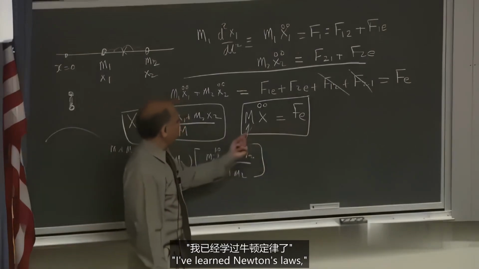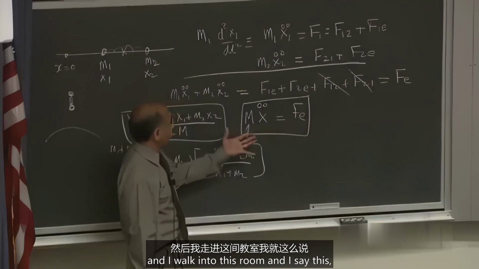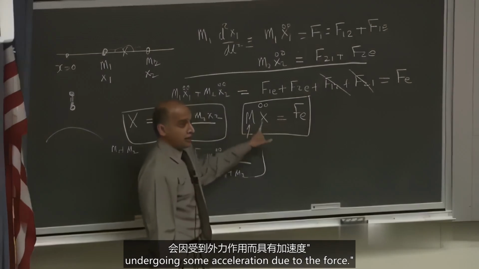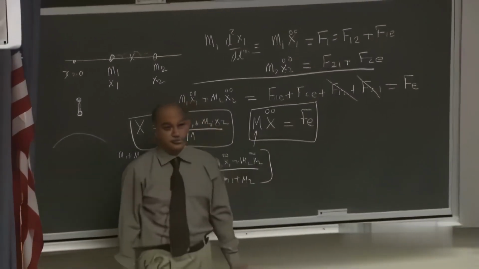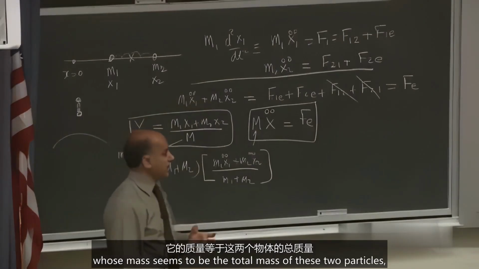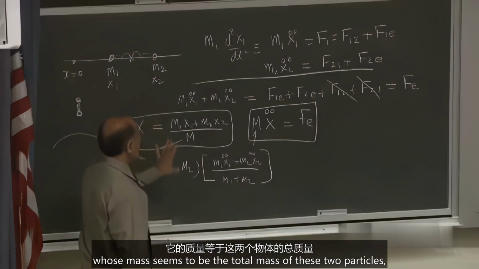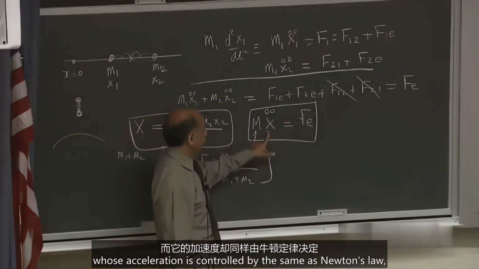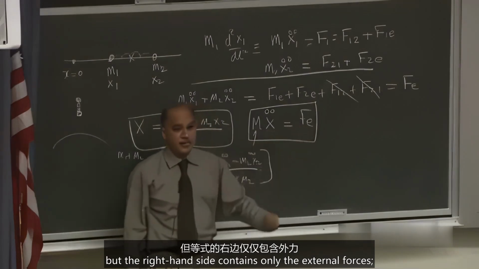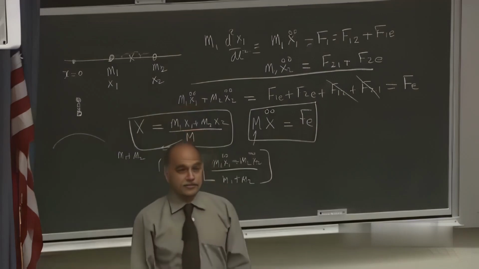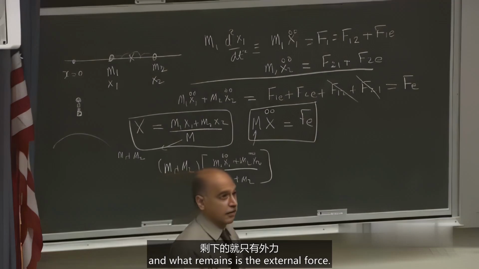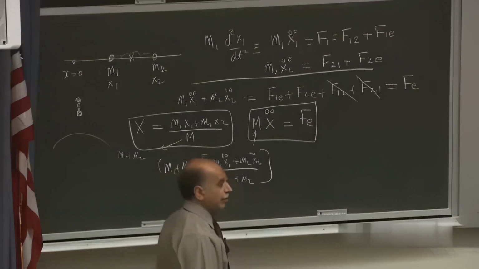After all, if you just said, I've learned Newton's laws, and I walk into this room and I say this, I will say, well, this guy is talking about a body of mass capital M undergoing some acceleration due to force. So the center of mass is a body whose mass seems to be the total mass of these two particles, whose acceleration is controlled by the same Newton's law, but the right-hand side contains only the external forces. This is the key. All the internal forces have canceled out. And what remains is the external force.